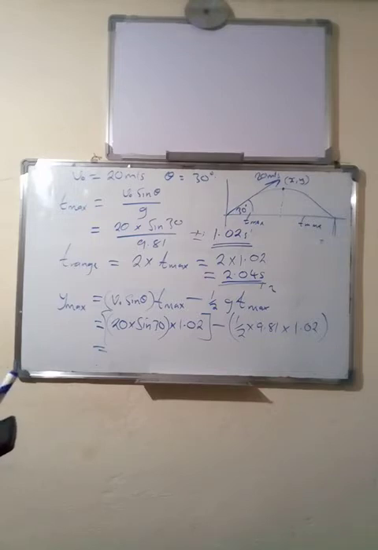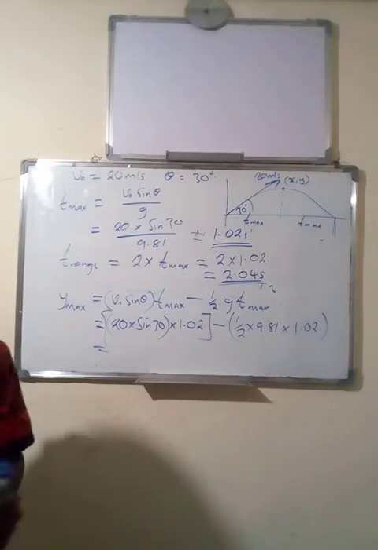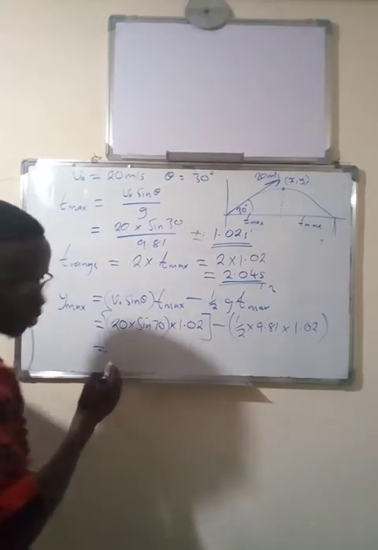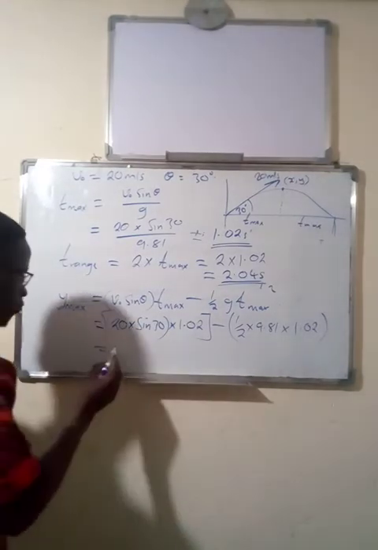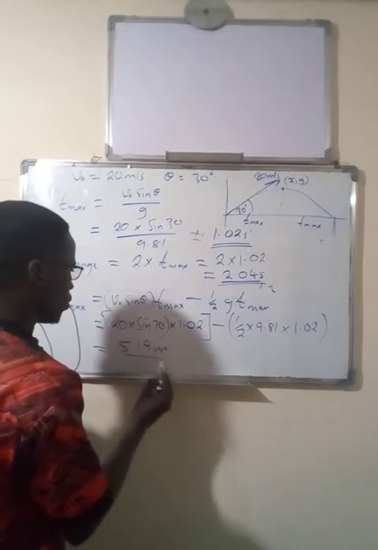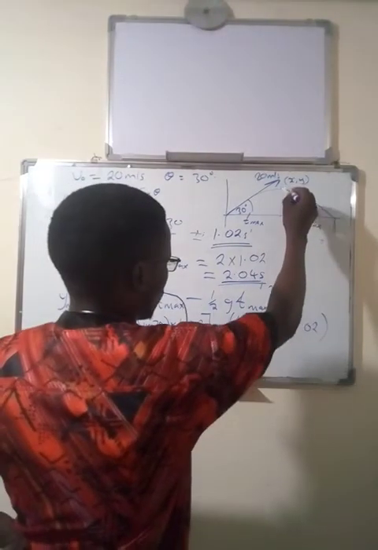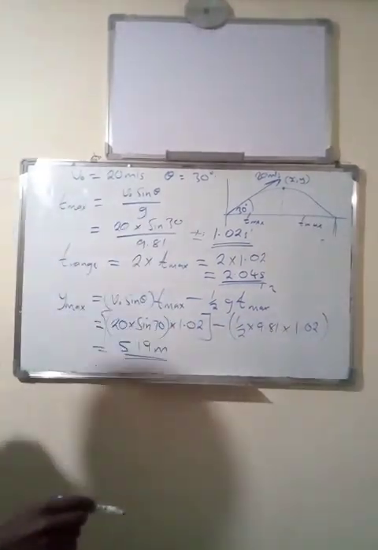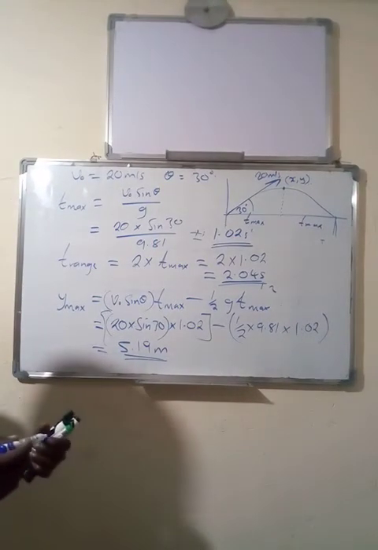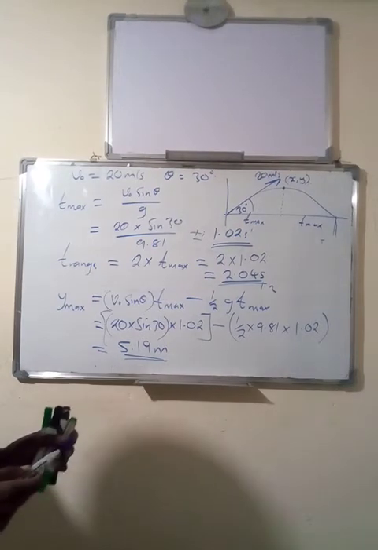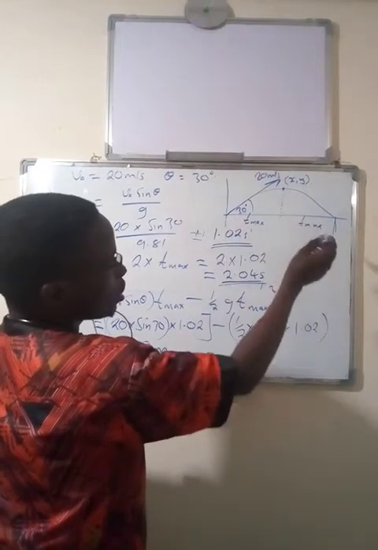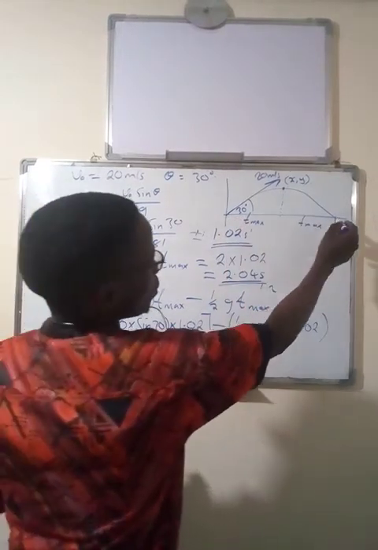So this is 5.19 meters. So the maximum height from there to there is 5.19 meters. Then we calculate the furthest point. How far does it go from the start point before it hits the ground? So how far? In other words, we're talking about this point here.